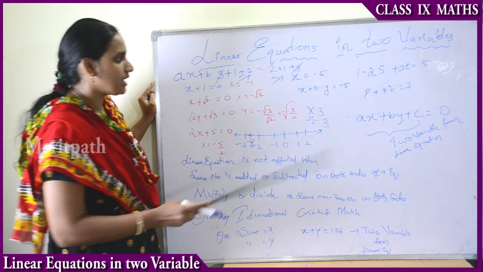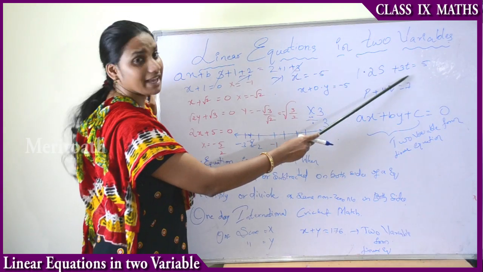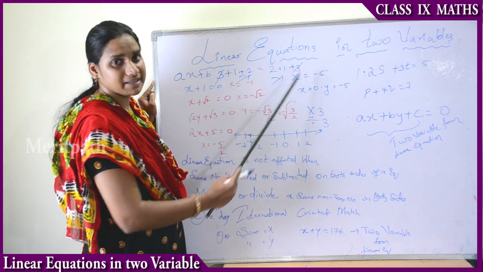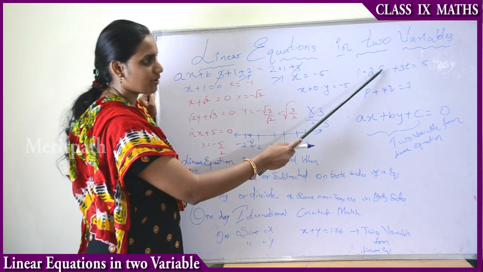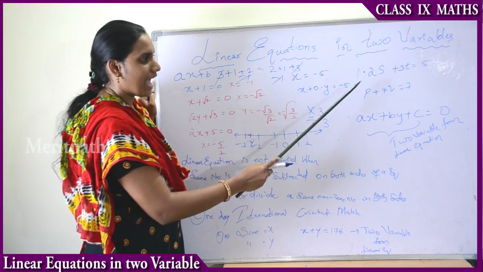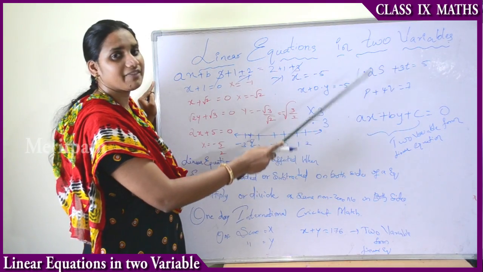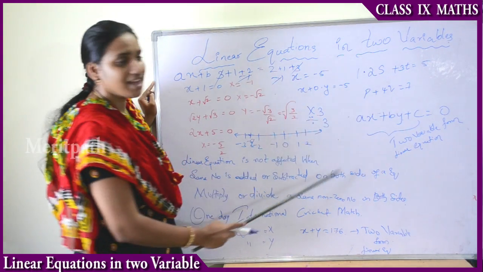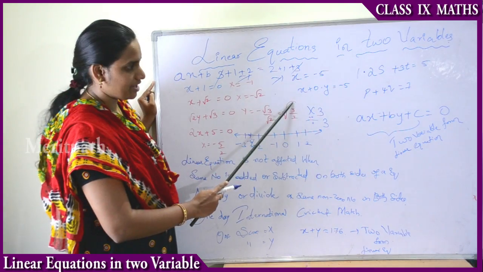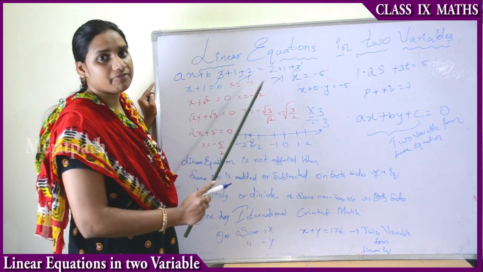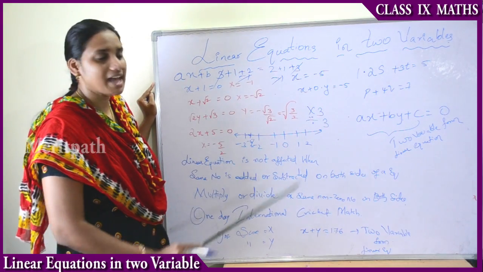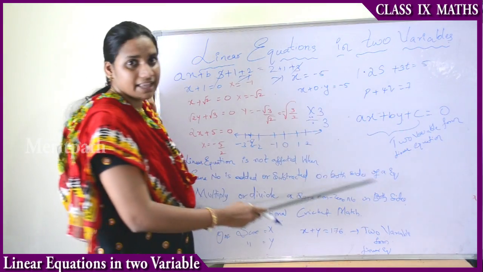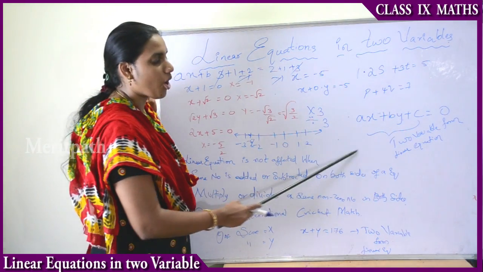Now let us come to another example, that is 1.2s plus 3t equals 5. Here this is also one more example of a two variable representation of a linear equation. That is, we are using s and t as variables, and 1.2 and 3 are the coefficients of the variables. Let us take one more example, that is p plus 4q equals 7. This is also a two variable form of linear equation, and the basic two variable form of linear equation is represented as follows: ax plus by plus c equals 0. This is known as the two variable form of linear equation.